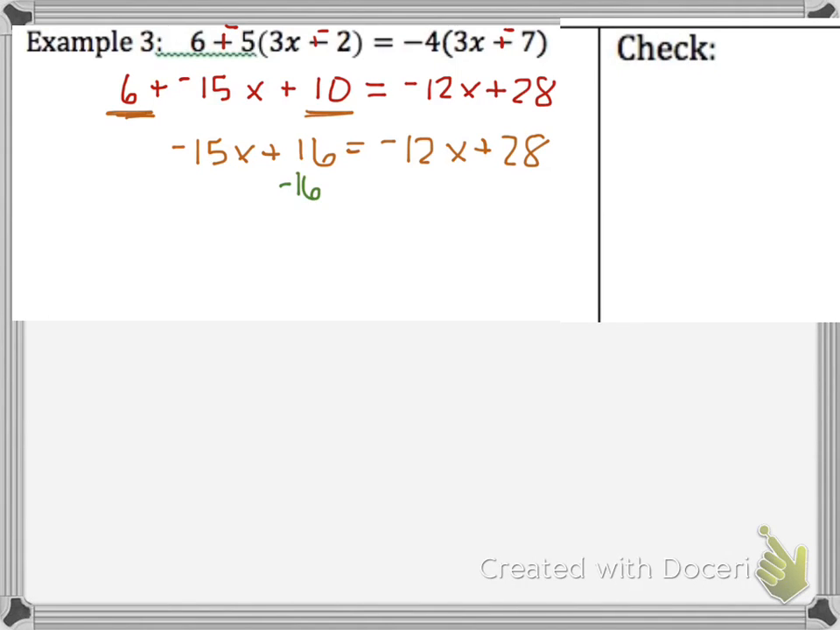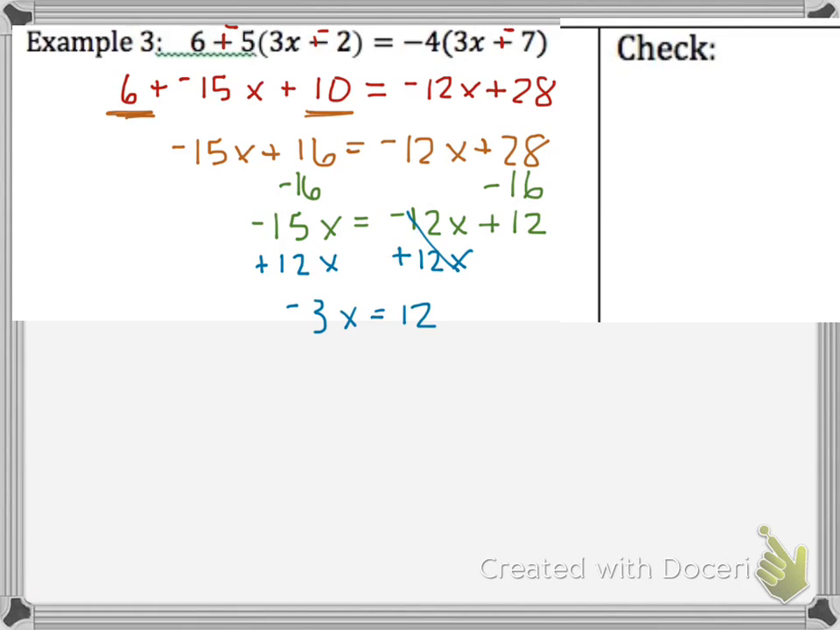So I'm going to subtract 16 from both sides. And then I want to get my variables to one side. So I'm going to add 12x to eliminate that negative 12x. So those would cancel. It gives me negative 3x is equal to 12. And then to isolate that variable, I want to divide by negative 3 on both sides. And I get that x is equal to negative 4.